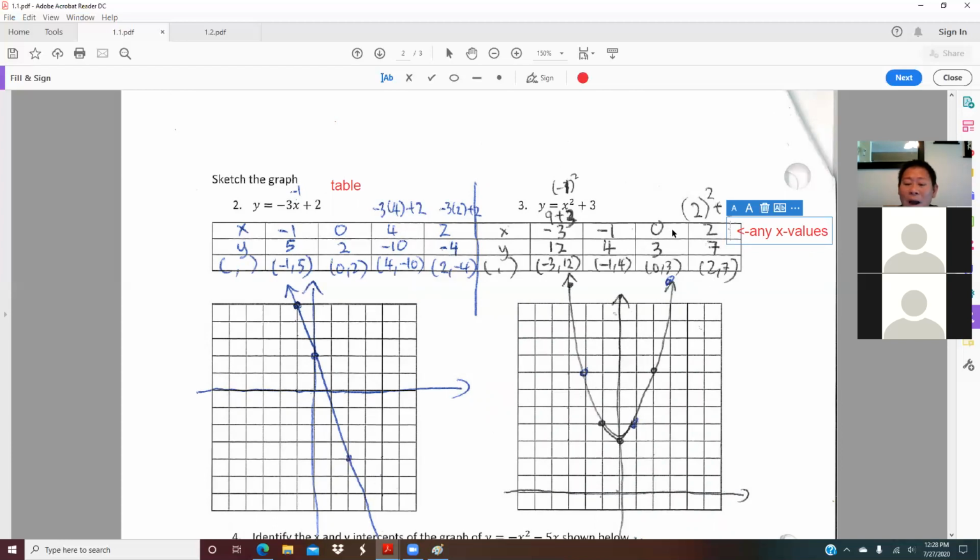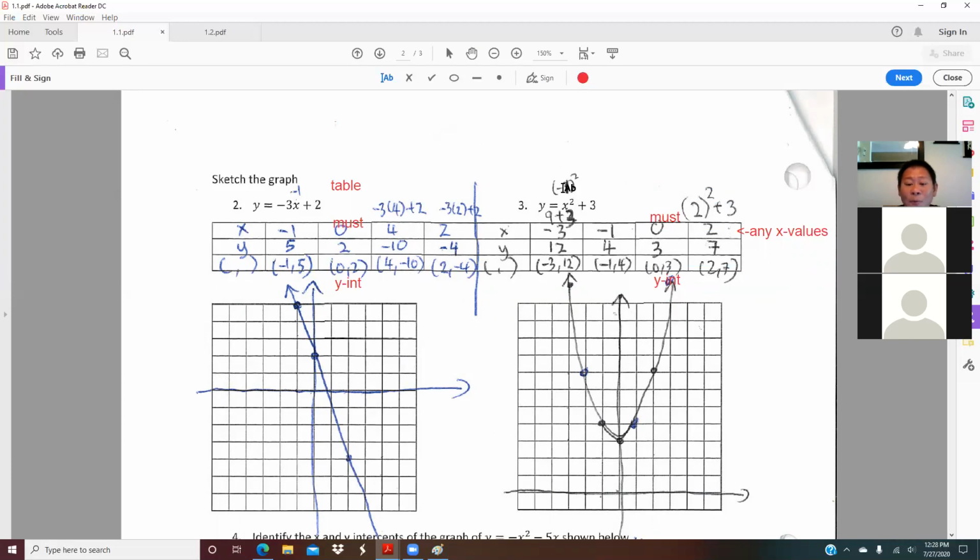So we always, and 0 is always a must. Okay. 0 is always a must because it's very easy, and that is actually your y-intercept. It's very easy to plug 0 into your x because anything to do with 0, you end up with 0. So -3, when you square this, becomes 9. 9 plus 3 becomes 12.